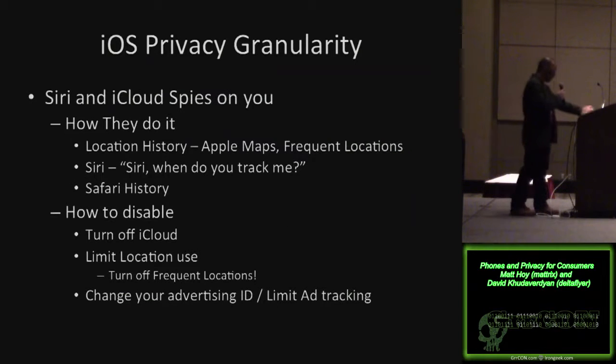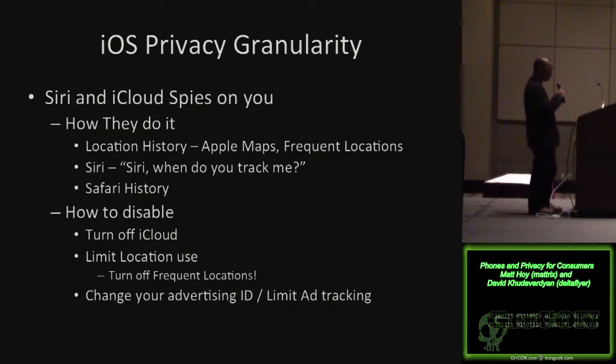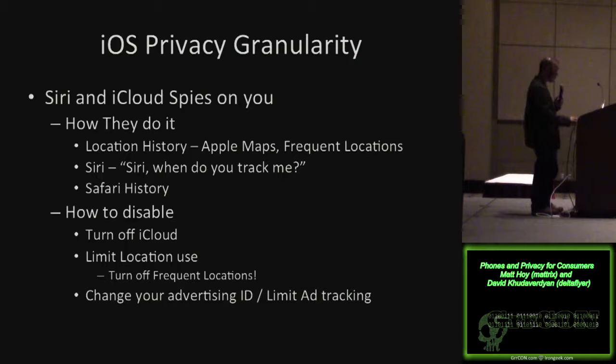So we're going to go ahead and talk about the privacy granularity. Siri and iCloud, they spy on you straight up unless you disable them. Location history is the equivalent to Google Maps location history, in which it gives you breadcrumbs of everywhere you've ever visited. Siri, well, you can go ahead and use it. You actually can tell it, I only want you to take my location never, or while using it. Mine is set to never. And of course, your Safari history.